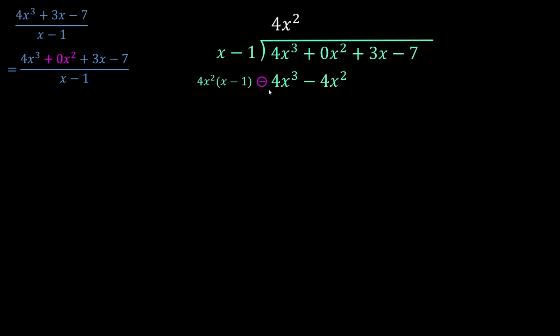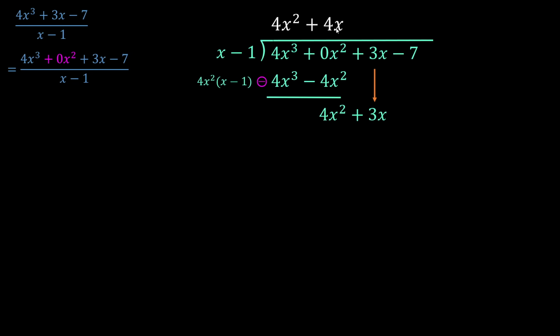We need to take them away from each other. So I put my operator there. All right. This one and this one cancel out. That's a 0. 0x squared take negative 4x squared gives us a positive 4x squared. We bring down the next term. What do I need to multiply my x by to get 4x squared? I need to multiply it by 4x.